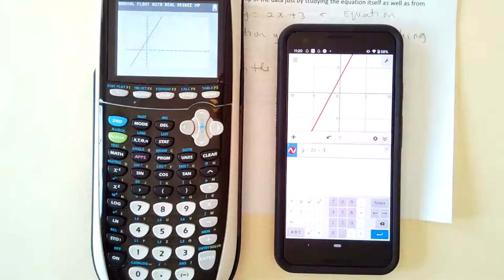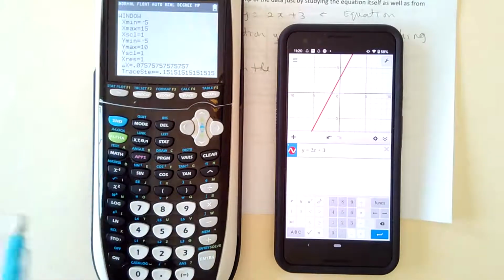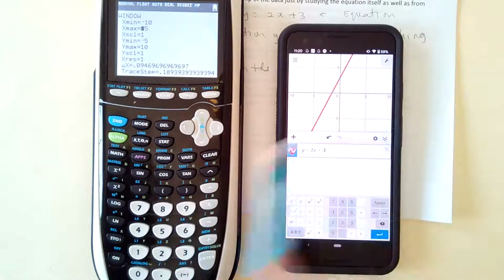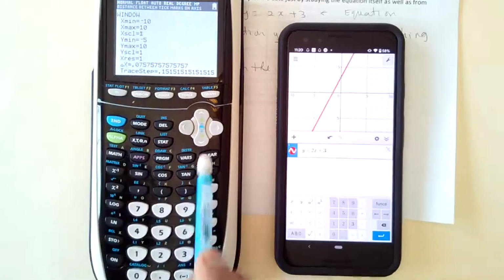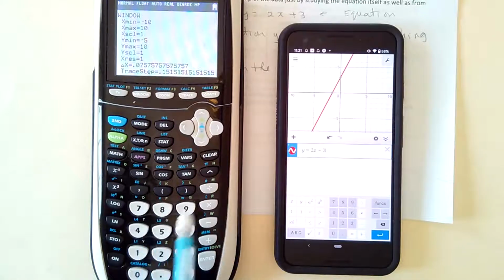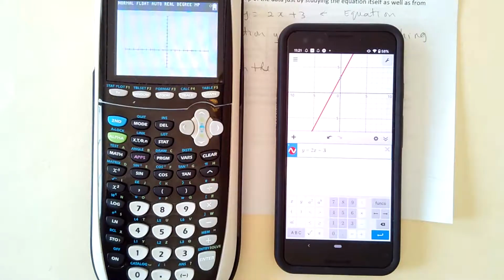We can do the same thing here. You can go to your Window and set your scale to -10. This is your negative button here, right? Don't use your subtract button, -10. Your x maximum here is +10, enter. And your y minimum here, let's give it as -5, that's fine. And y maximum is also 10, so we leave it as that.